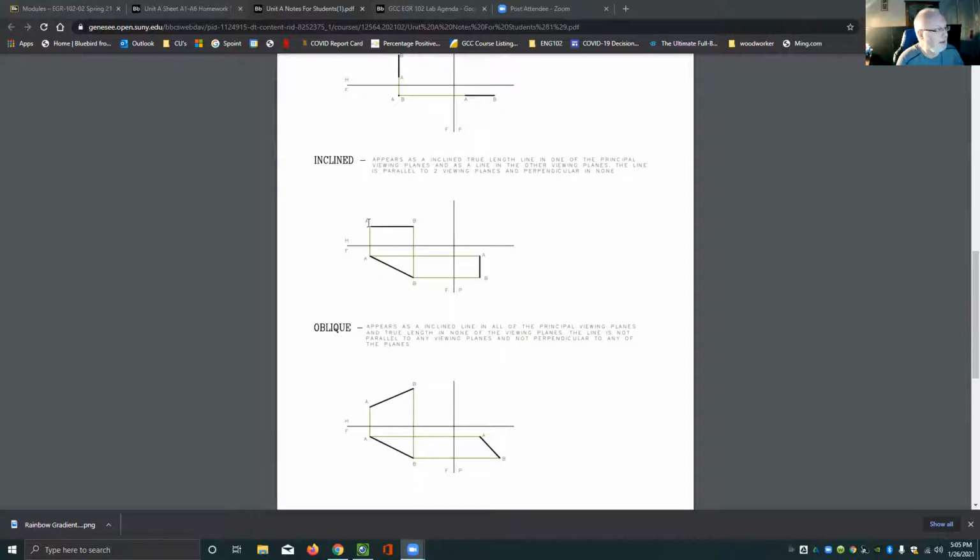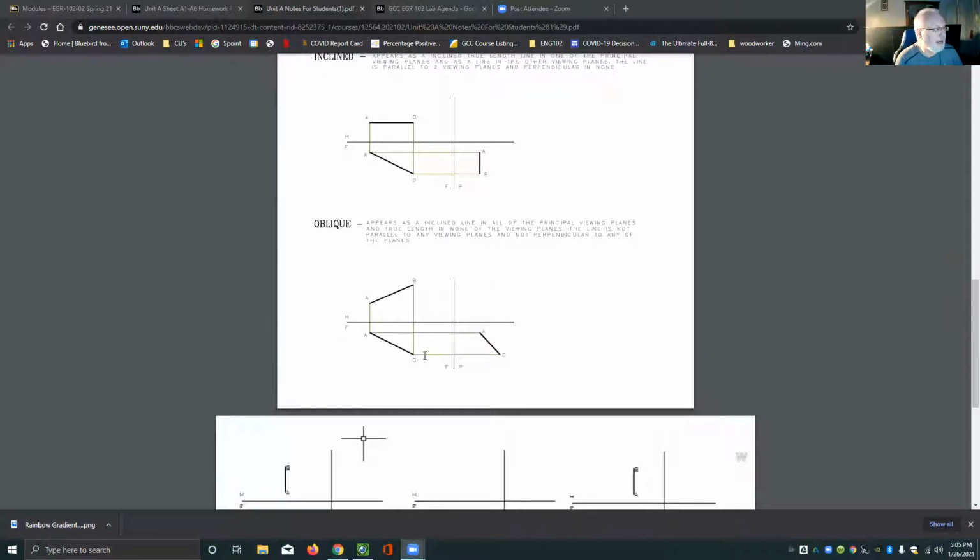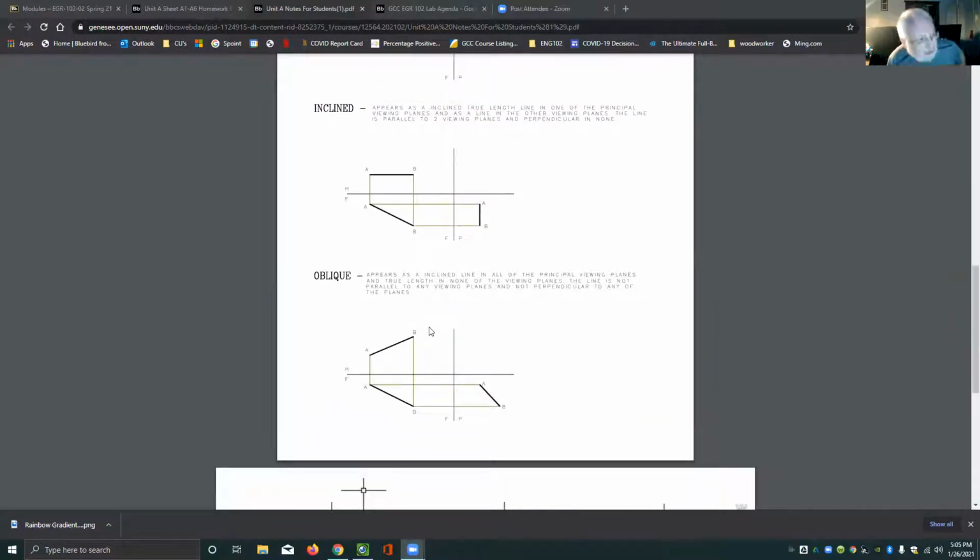Another big clue here, right? Inclined, inclined. So it's easy to pick that one off. Now this guy down here also has inclined lines in it. But the inclined line is in all of the principal viewing planes. And none of these lines show what's called the true length of the line, okay? In any of the viewing planes. The line's not parallel to any viewing planes, and it's not perpendicular to any of the planes. So when you find one of these, this is going to be an oblique line.